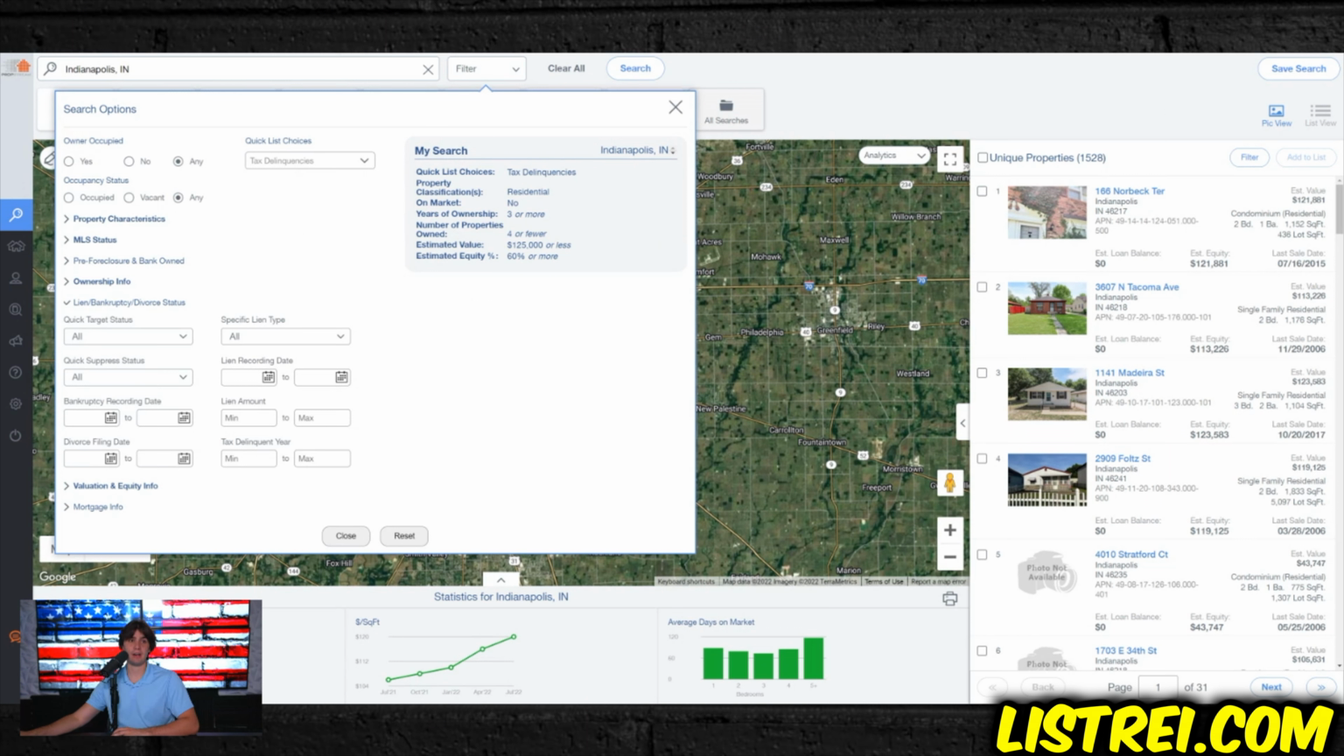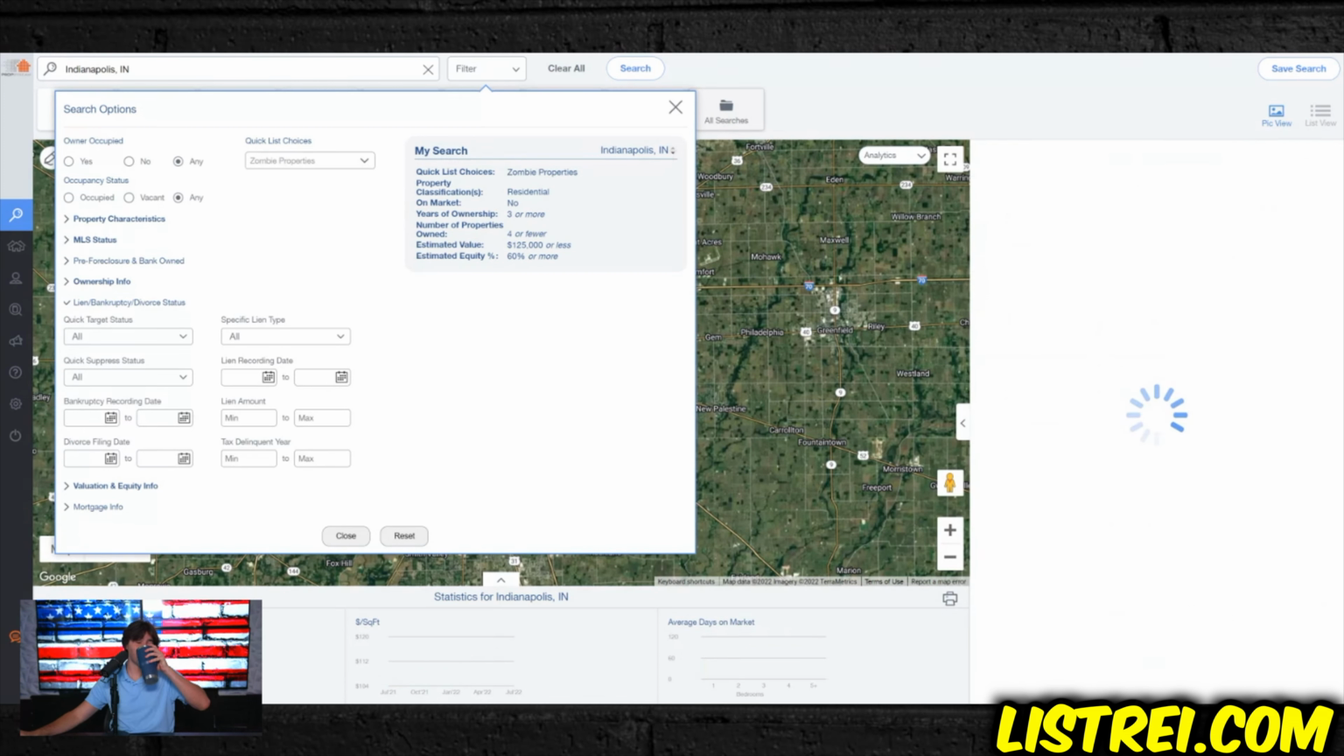Flippers for cash buyers. Senior owners, I will tell you, I'm not the biggest fan of going after people for their age, so I'm going to skip that one. Vacant land, it's okay. Zombie properties is actually a decent one.